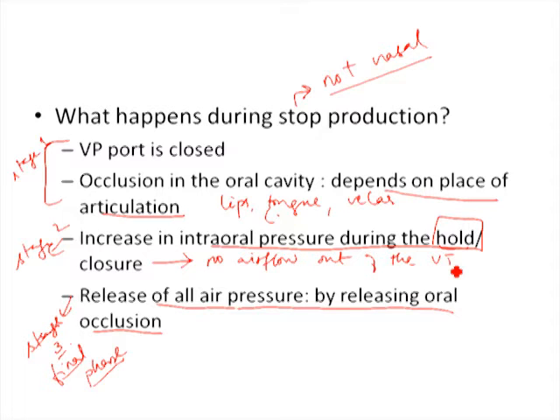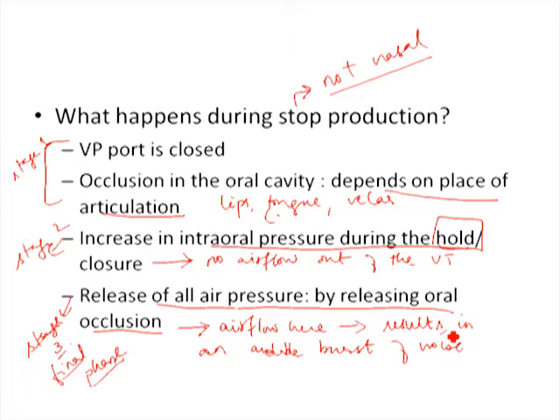Now, when you release all of this airflow, there is airflow here. It doesn't result in a continuous sound like a fricative. Instead it is b, p, t. You see how there is a release? It results in an audible burst of noise. Okay, so this is where you know that it's not a continuant, but a very transient sound and it cannot be prolonged.